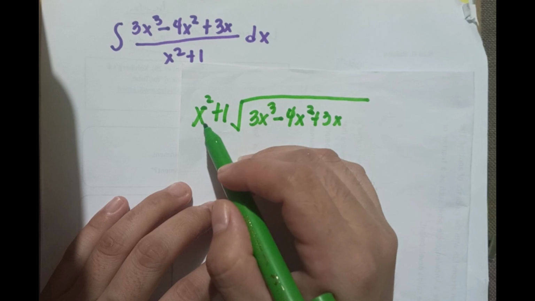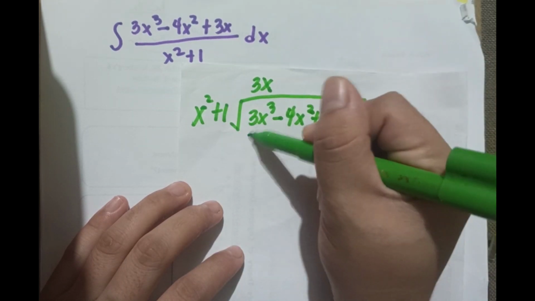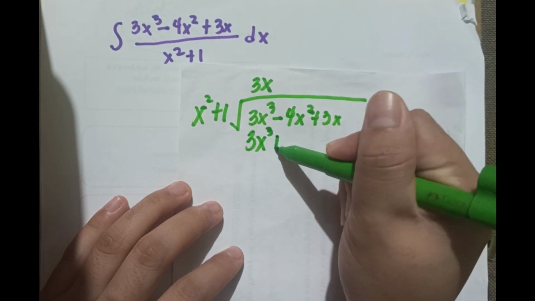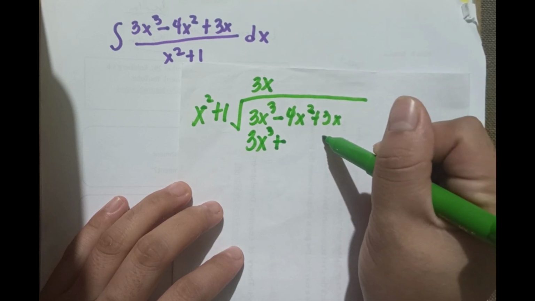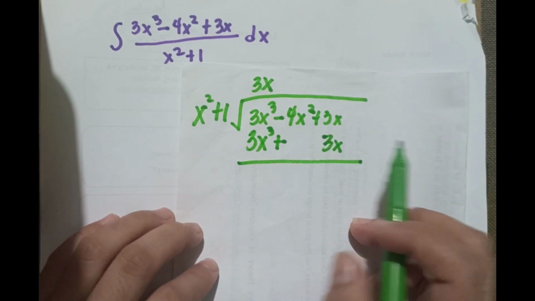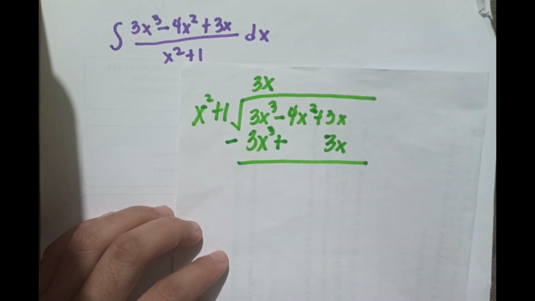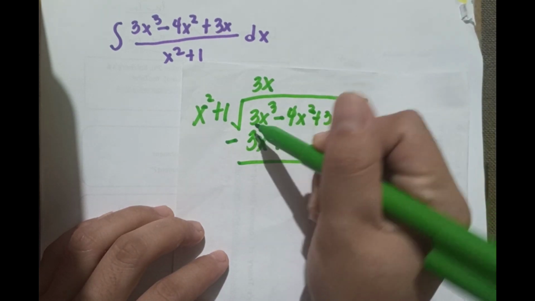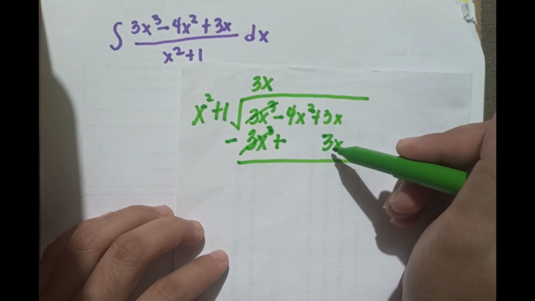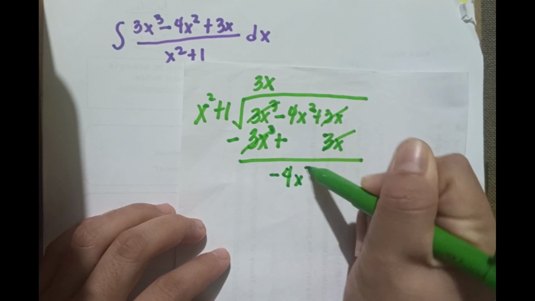First, divide 3x cubed by x squared, that is 3x, and multiply 3x by x squared, that is 3x cubed. And then 3x times 1, that is positive 3x, and I just put 3x in line with another 3x so they cancel. Then let's subtract: 3x cubed minus 3x cubed is 0, and 3x minus 3x is also 0. We are left with negative 4x squared.